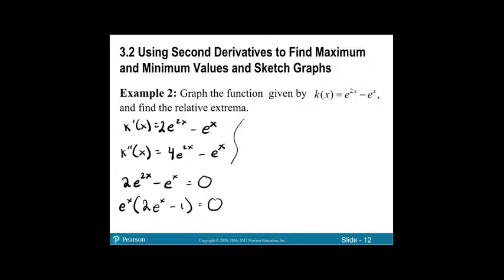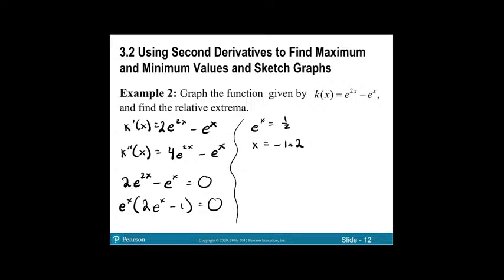You get e to the x equals 1/2. Take the natural log on both sides, x equals negative natural log of 2. Okay. So I think that's the only critical value that we get, whatever that number is. Then if we plug that number into our second derivative, we see, is it positive or negative? Let's see if we can get an exact result.